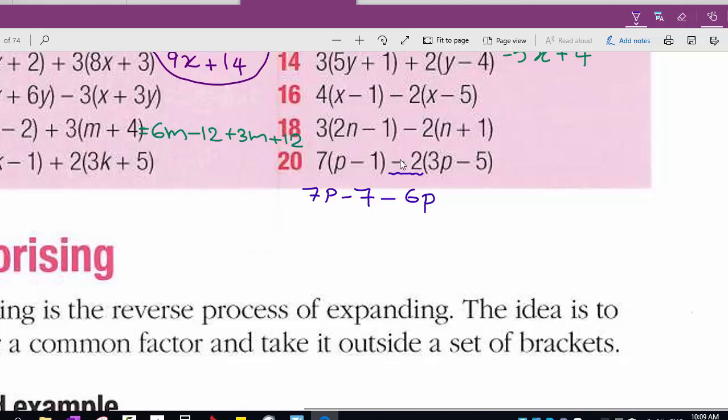Sounds normal so far, but because of this negative, with this one, the result will be positive. Negative 2 times negative 5 is positive 10. So make sure when you have a negative between the brackets, this negative should be multiplied by inside the second bracket to get it correct. Now 7p with negative 6p, what's remaining is just 1p, and it's not necessary to write 1, it's just p. Positive 10 with negative 7 gives positive 3. So question 20 is p plus 3.